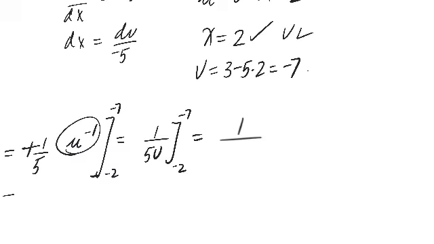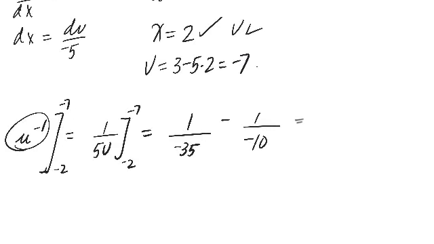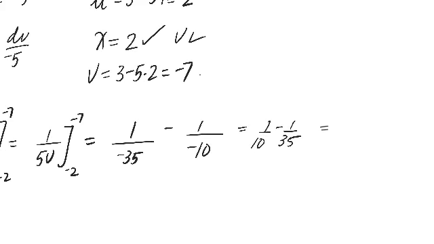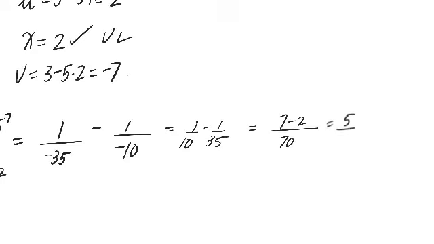So 1 over -35 minus 1 over -10 would be my answer here. So that's going to look like 1/10 minus 1 over 35, which is going to be, you can simplify this. We'll say a common denominator, I guess, of 70, and it'll be 7 minus 2, which is 5 over 70, and that's 1 over 14.